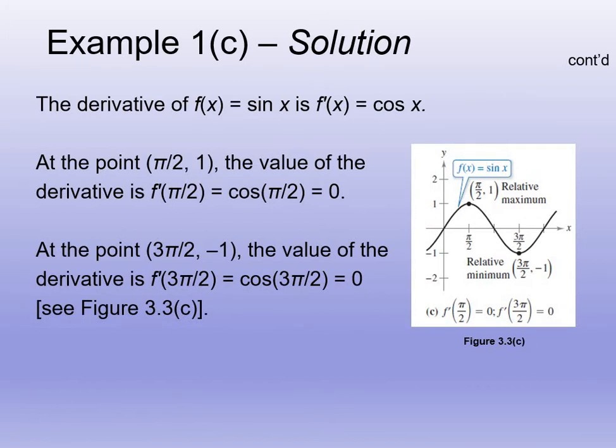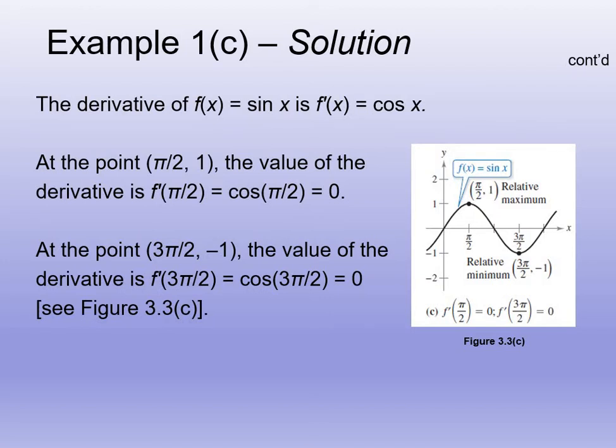Cosine is equal to 0 at pi over 2, 3 pi over 2, and so on. So we know that if we substitute pi over 2 into the argument of cosine, we get 0, and the same for 3 pi over 2. That's where sine has a maximum and a minimum: sine of pi over 2 is 1, and sine of 3 pi over 2 is -1. So we talked about that before.